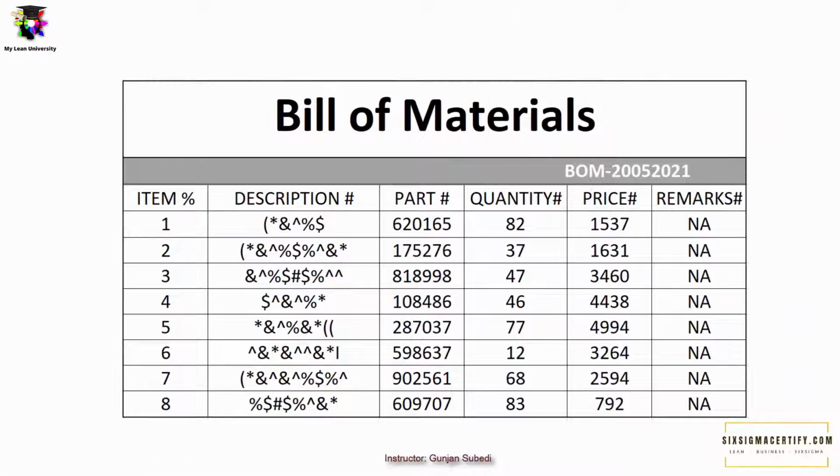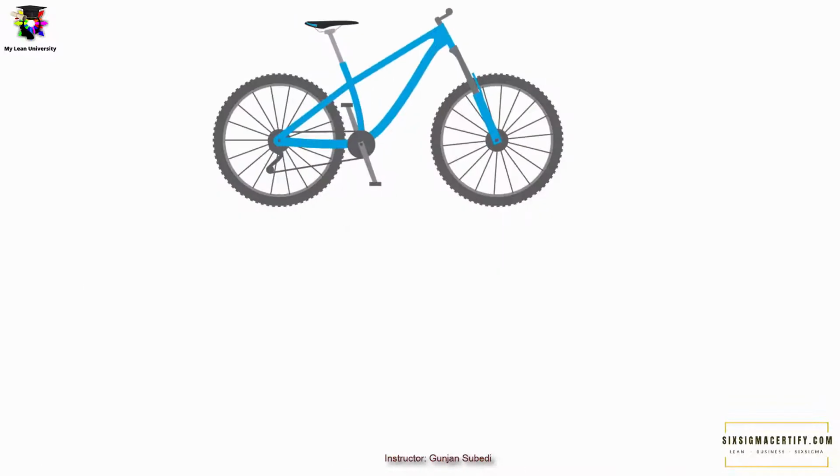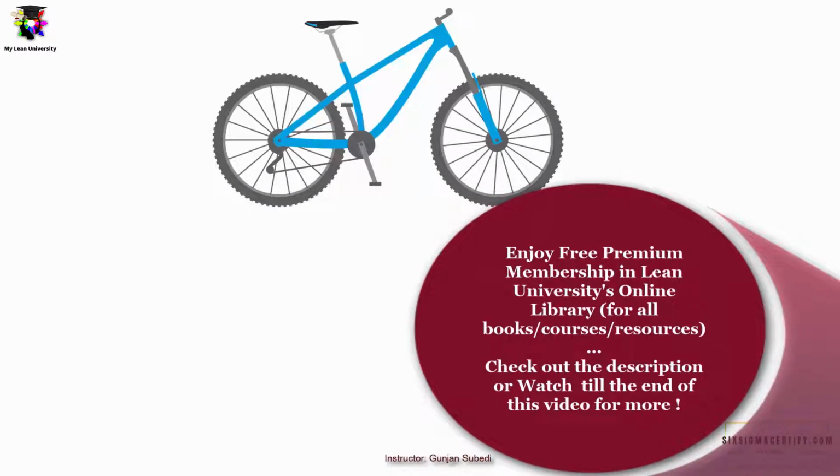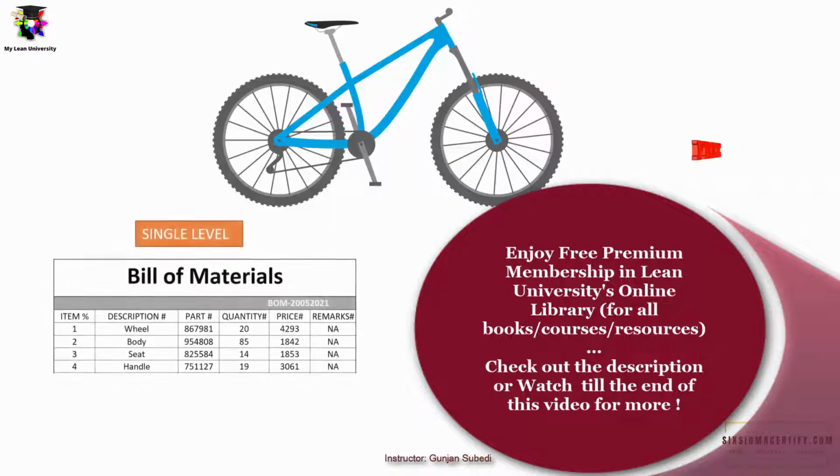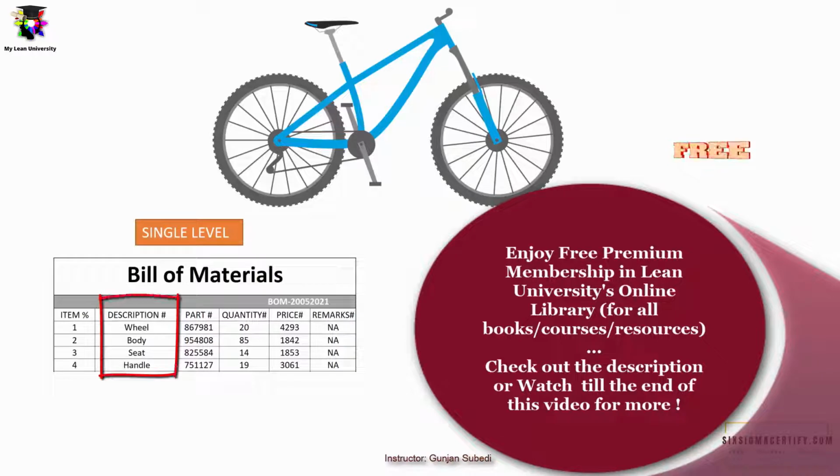A bill of material can be single level or multi-level. It looks something like this. Let's understand what is single level bill of material. Let's suppose we have a cycle factory. Now at the single level bill of material, we could have main components like wheel, body, seat, and handle.